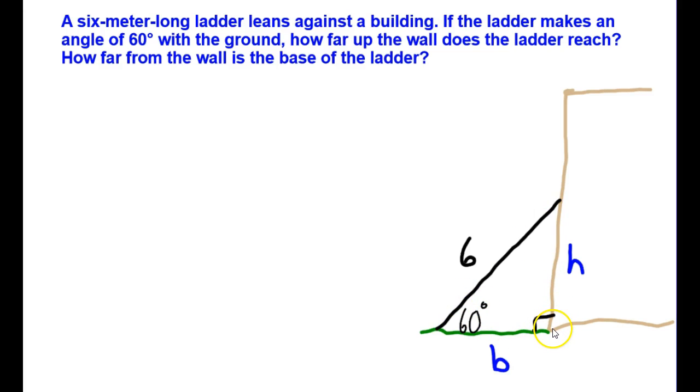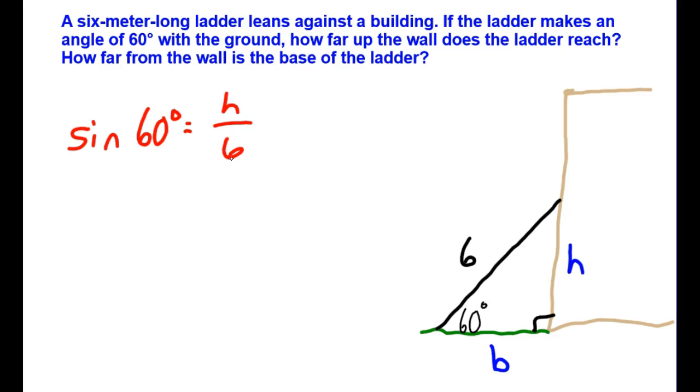So we want to find out how high up the side of the building the ladder reaches and how far away from the base of the building the ladder is. Okay, so two pieces of information we're going to find. First, let's solve for H. So if this is the angle we know, we need to find the opposite side, and we know the hypotenuse, so we need to use sine. Sine of 60 degrees is equal to H over 6.